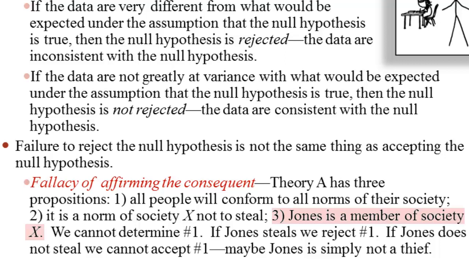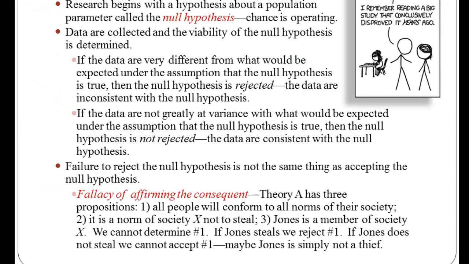We can't really know number one unless we examine the entire population, which we typically can't do. On the other hand, if we note that Jones steals, we can reject proposition number one. On the other hand, if Jones does not steal, we can't say that proposition number one is true, because it's possible that Jones is just simply not a thief. So we get into this kind of funny language where we have to say we can clearly reject the null hypothesis or we can fail to reject it.